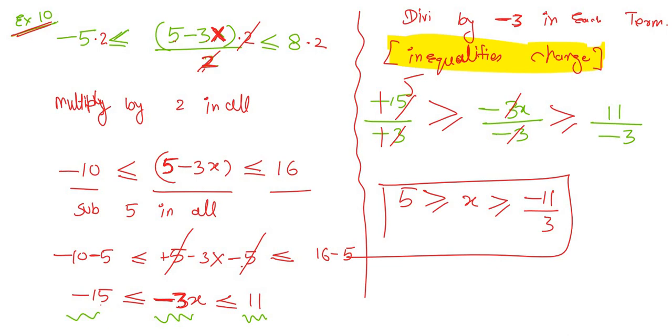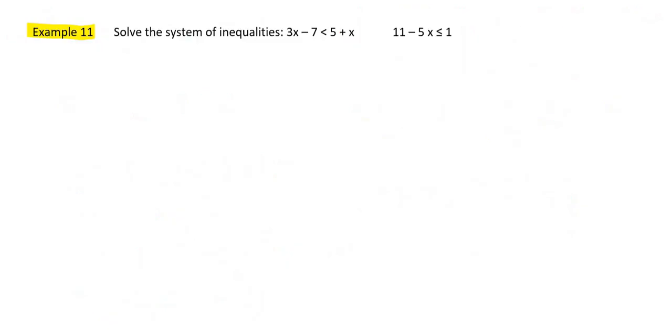Let's do the next example. This is example 11. So we are supposed to solve two inequalities. Okay. So let's solve 3x minus 7 less than 5 plus x first. Correct. So what will we get, and next we will solve here 11 minus 5x less than 1. And we will see the common solution.